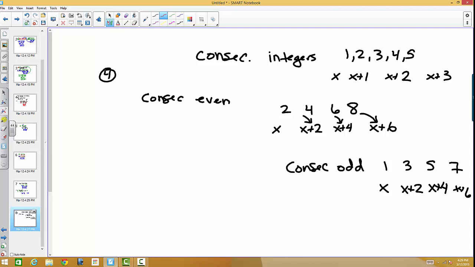Okay, so in 4 it says the sum of 3 consecutive even numbers. So it's x, x plus 2, and x plus 4. These are your 3 even numbers, and it says it adds to give 48. What's the smallest of these numbers? So what's the x? All of this is on the same side of the equation, so you put it together just as it reads. X plus x plus x is 3x, and 2 plus 4 is 6.